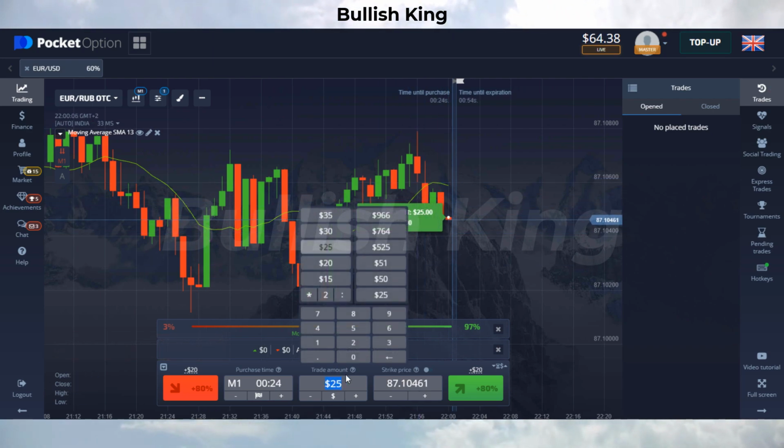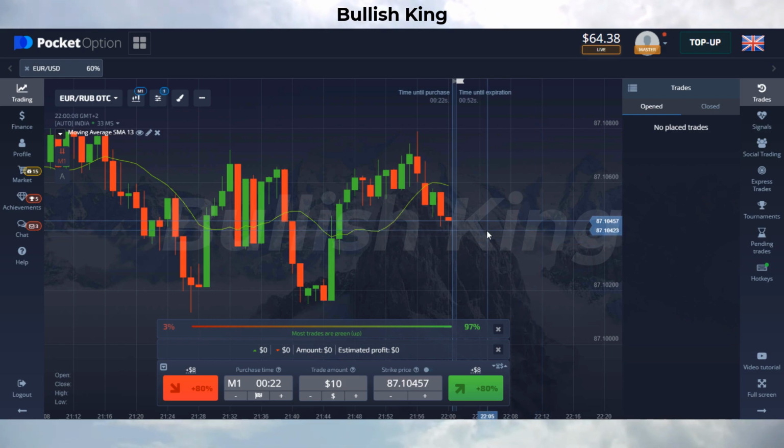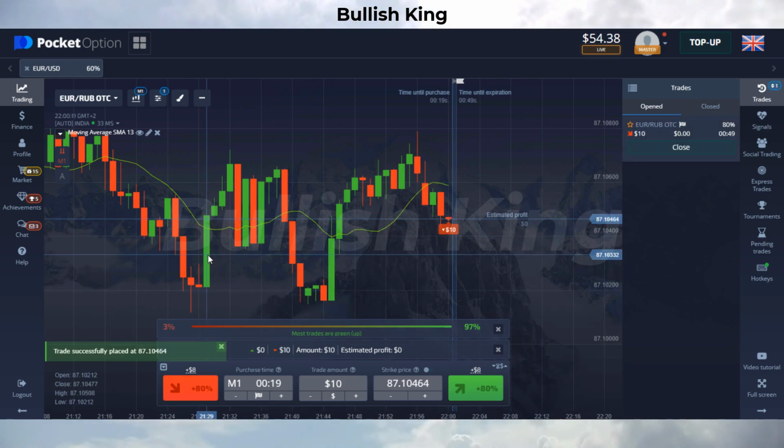This time we won this trade. Candle is still below the 13 moving average, so we have to place a sell trade.